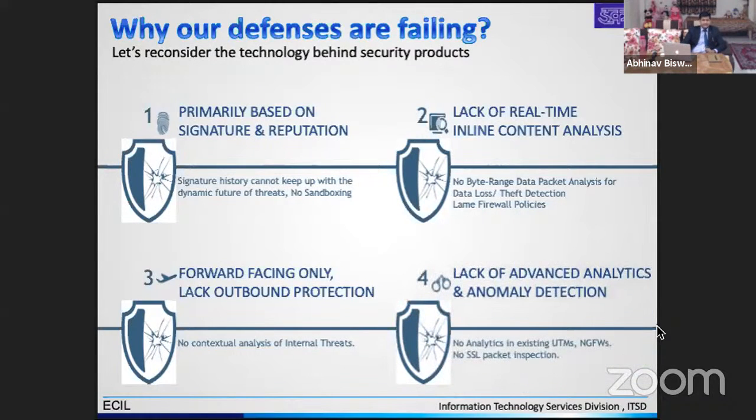And advanced analytics. This is a thing which is required, and it is becoming possible because of AI. Because there are a lot of things happening in your network. There are a lot of anomalies. How can we detect an anomaly? Let me give you an example here.